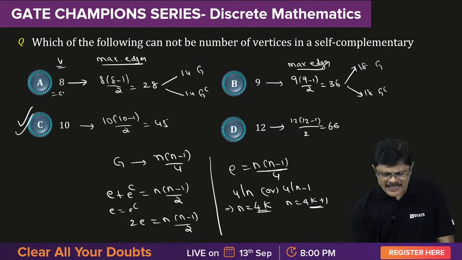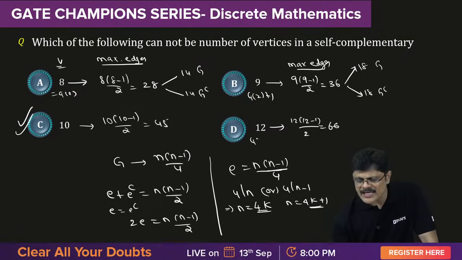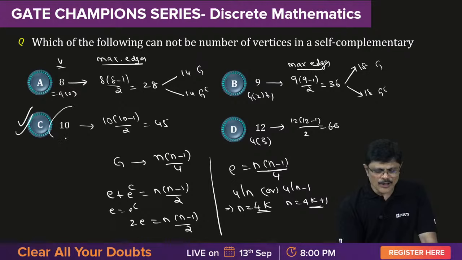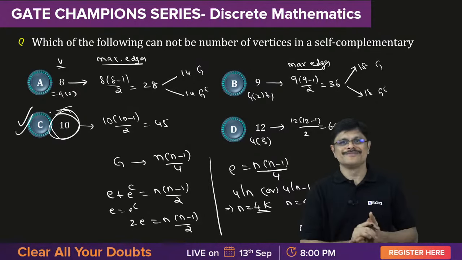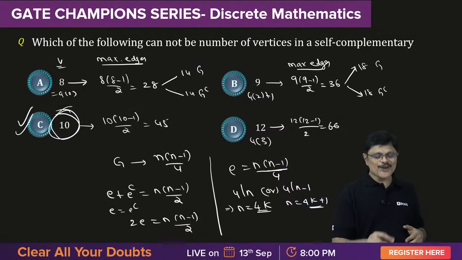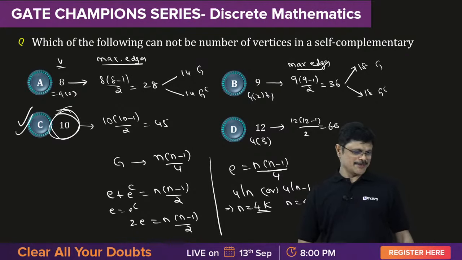This 8 can be written as 4 into 2. This 9 can be written as 4 into 2 plus 1. So, these two are possible. 12 can be written as 4 into 3. But this cannot be written in terms of 4k or 4k plus 1. So, this is not of the form 4k or 4k plus 1. Therefore, it is not possible.